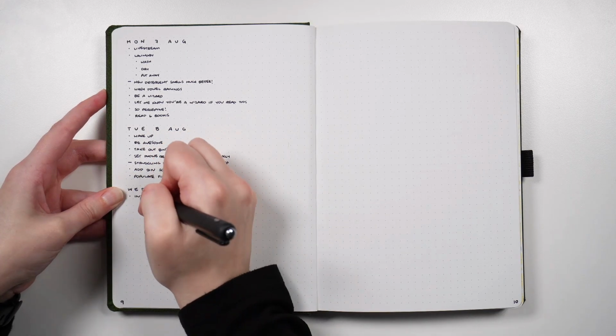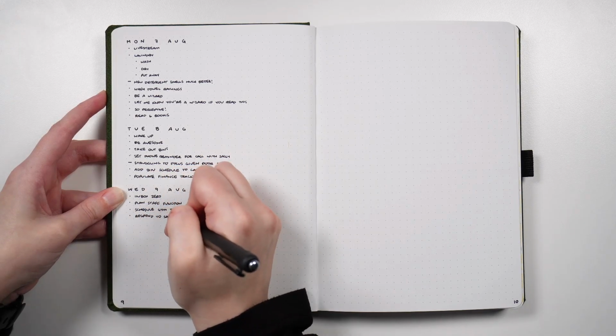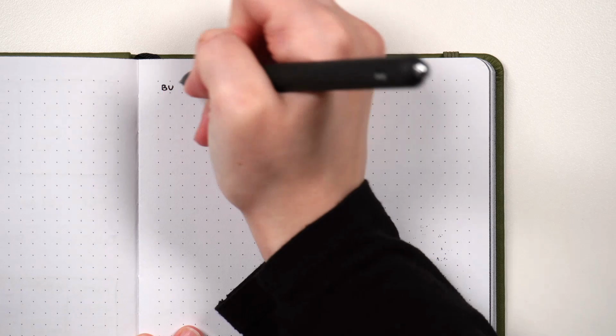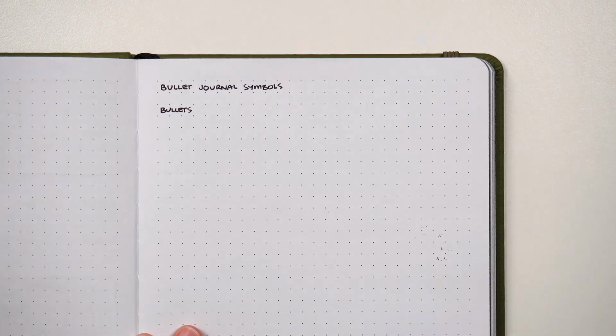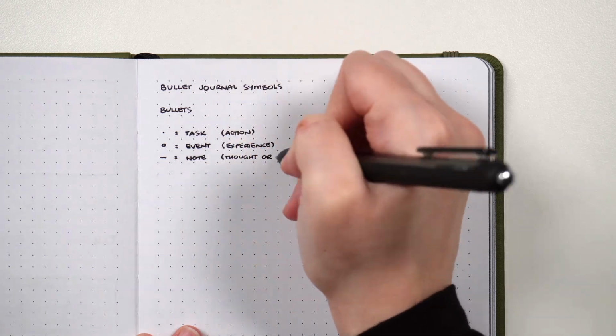Bullets allow us to quickly see the different types of information we're recording in our journals, mainly whether they are actions, experiences, thoughts, or feelings. We describe these as being our tasks, events, and notes. The bullets given to us in the original bullet journal system are a dot for a task, a small circle for an event, and a dash for a note.